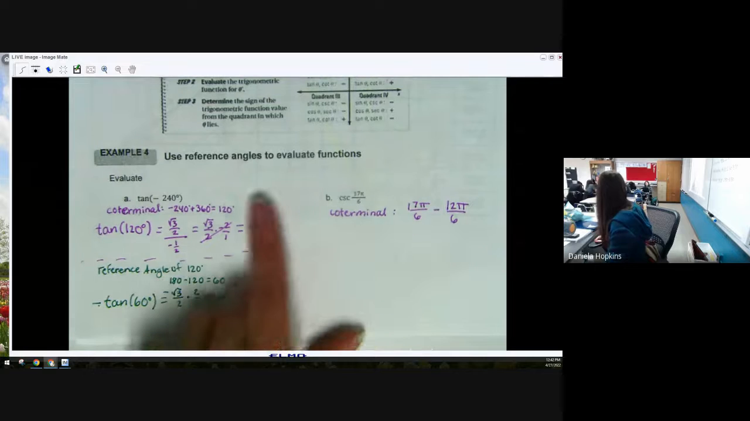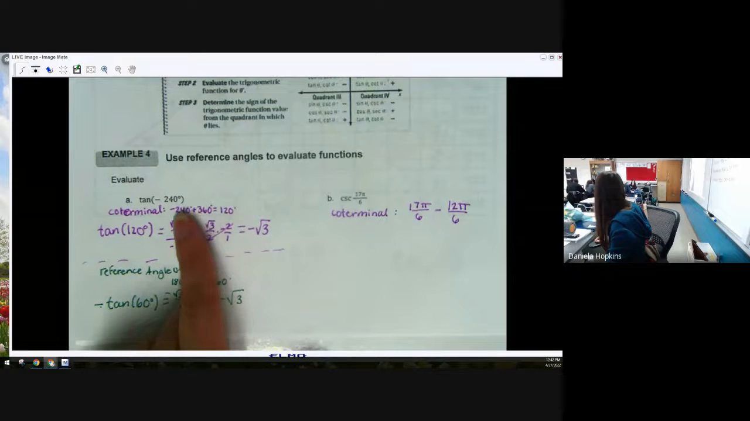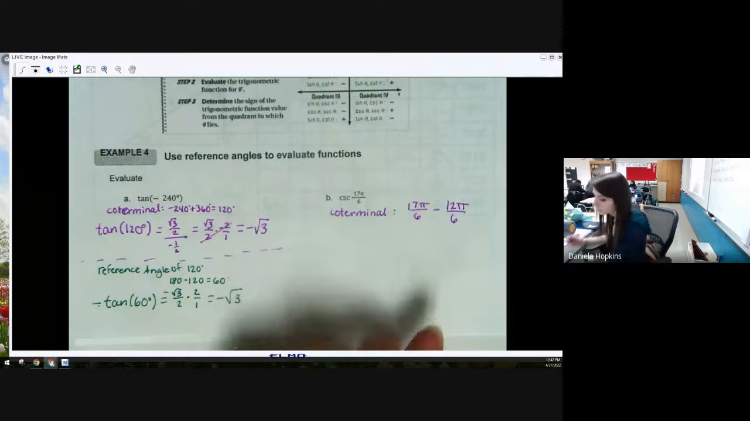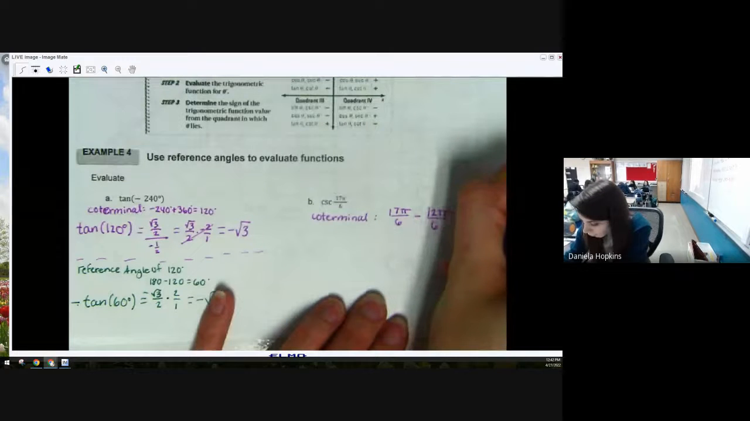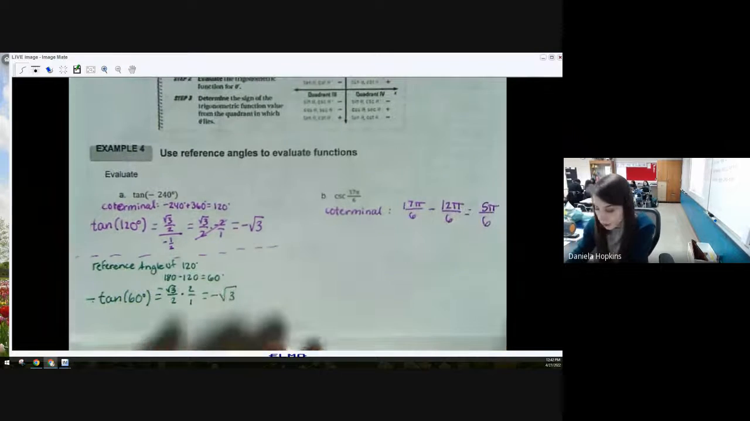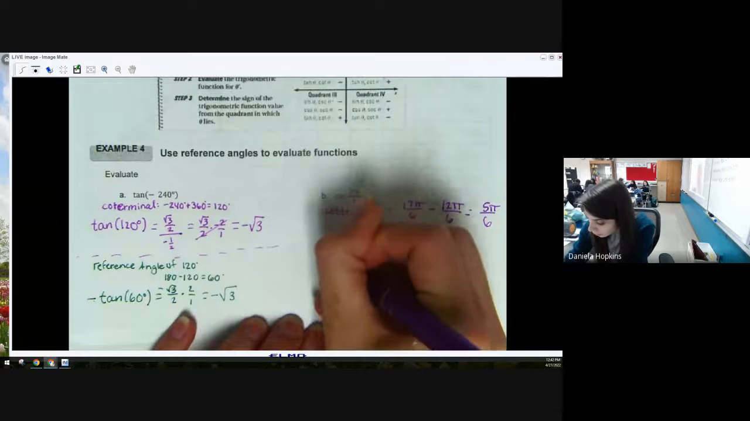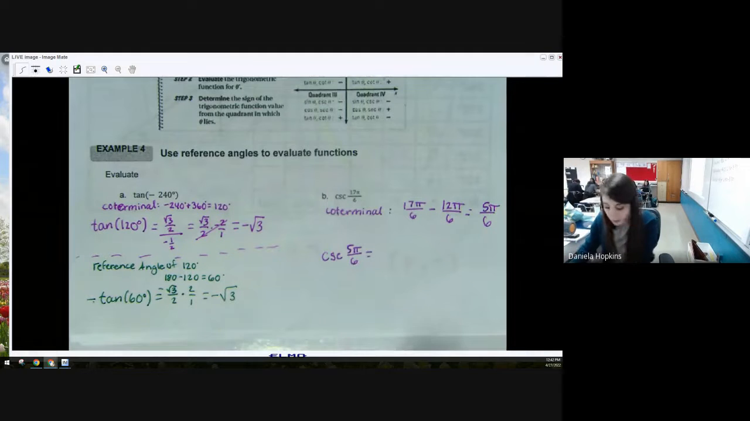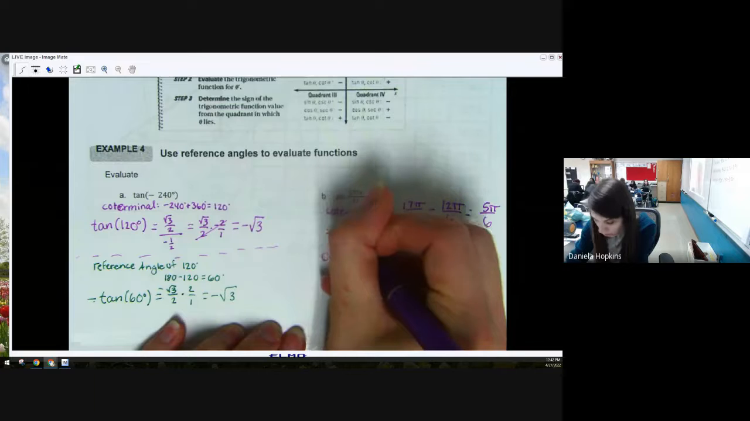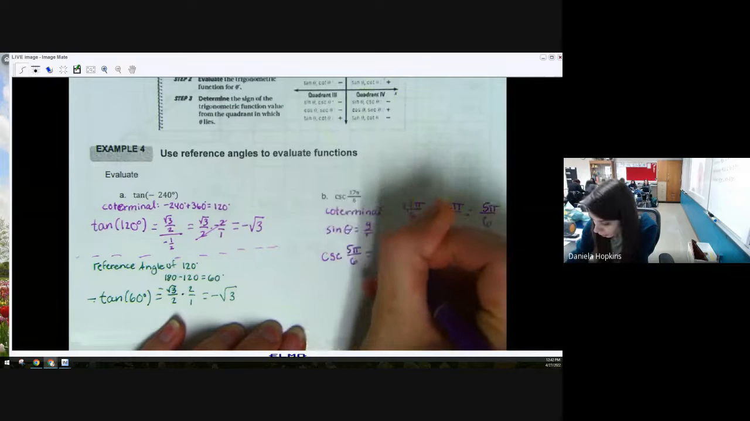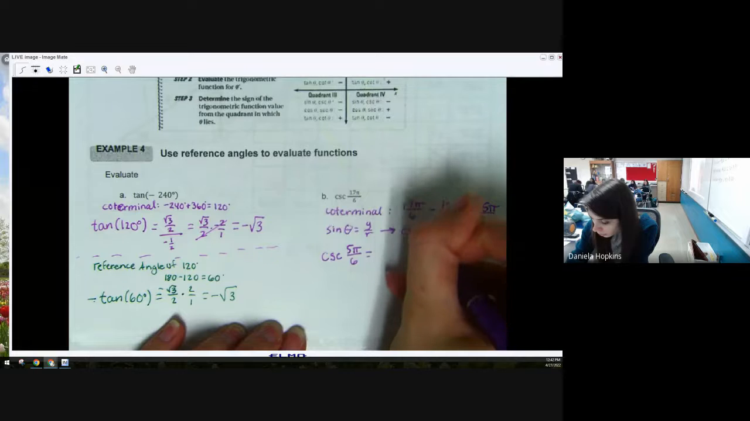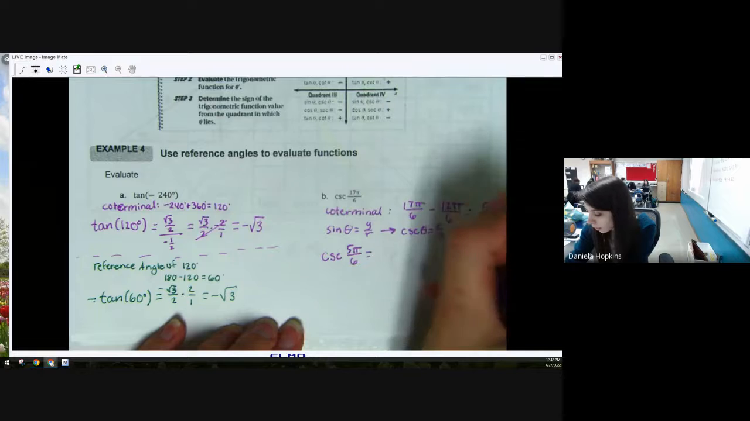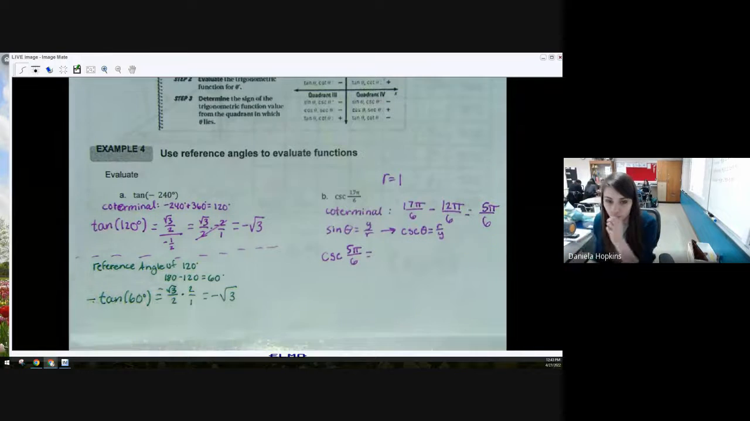Okay, so this is like me subtracting or adding 360 here. I added 360 because it was negative on this one. I'm subtracting 360, except I'm doing it as 2 pi because it's in radians. And so I end up with 5 pi over 6. So I'm going to find cosecant of 5 pi over 6. Now, as a reminder, sine of theta is equal to y over r. So that means cosecant, which is our reciprocal, is r over y. And r is 1 here because we're in the unit circle.